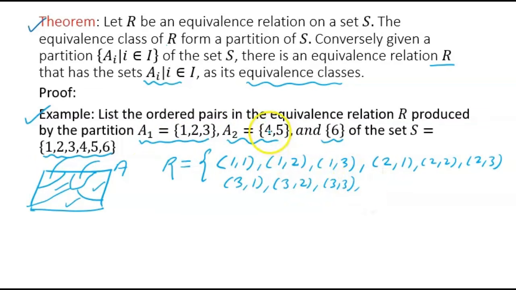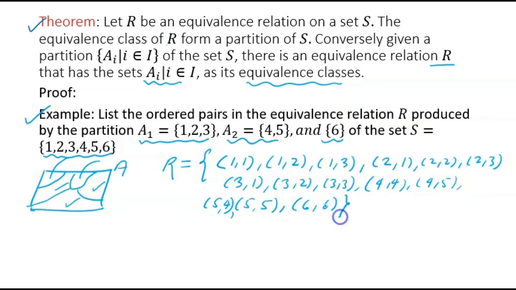So here 4 will be related to both elements, meaning 4 will be related to 4 and 4 will be related to 5. And if I take 5, 5 will be related to 5 and 5 will also be related to 4. I missed writing this: 5 will be related to 4 and 5 will be related to 5. And finally 6. In this partition we have just one element, so 6 will be related to itself.